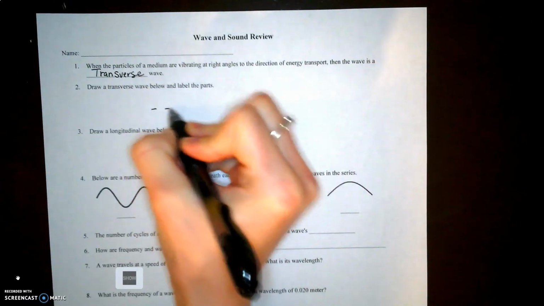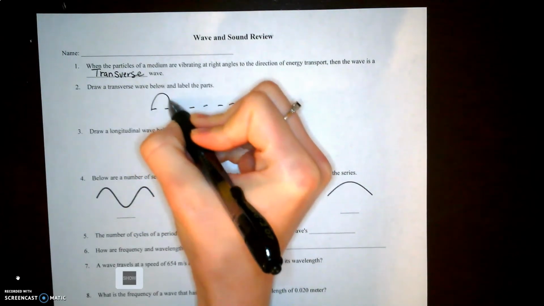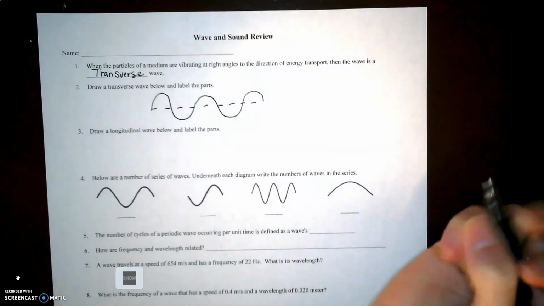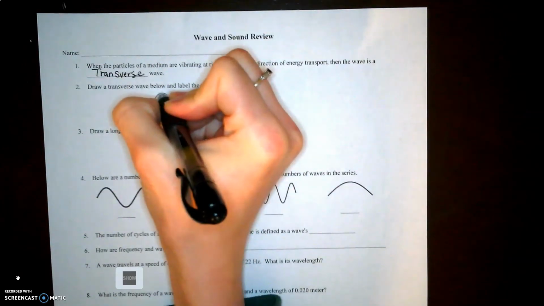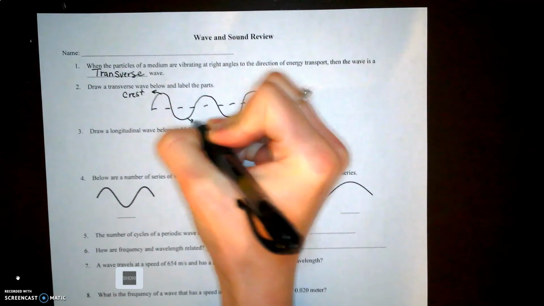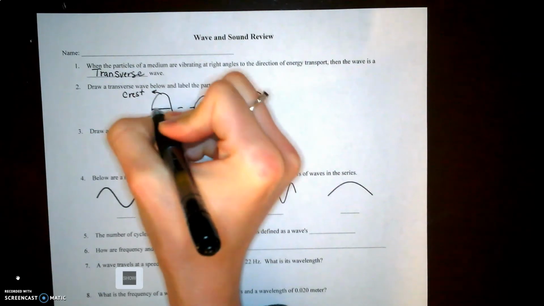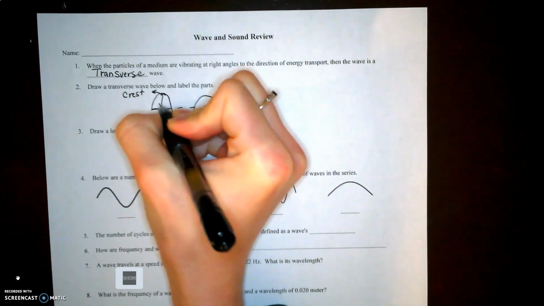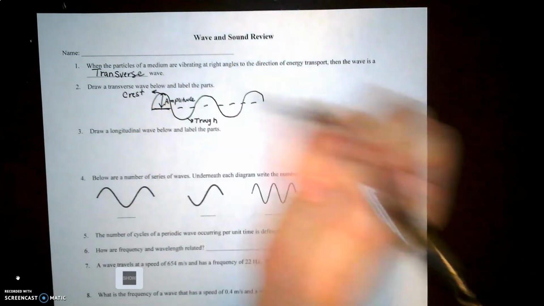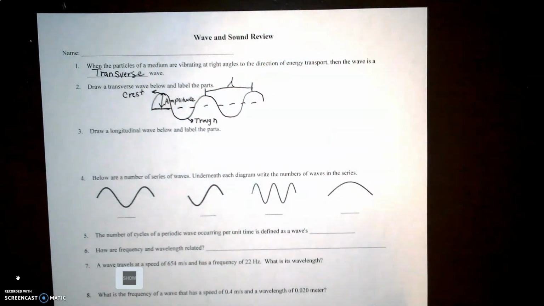So a transverse wave, again, like it said above, travels at 90-degree angles, so that means it just goes up and down. So that is what a transverse wave looks like. And the parts of a wave, so the very top would be a crest. The very bottom is a trough. From this midpoint to the crest, this distance would be the amplitude. And then from crest to crest would be wavelength.